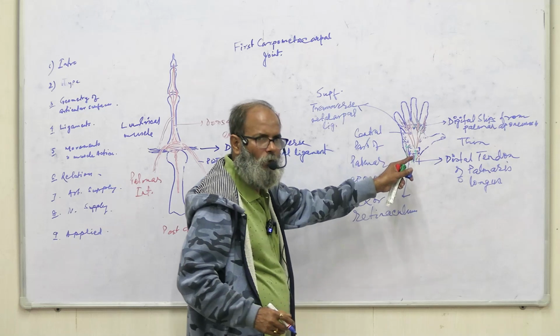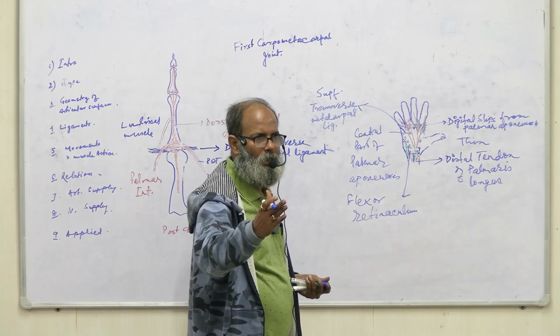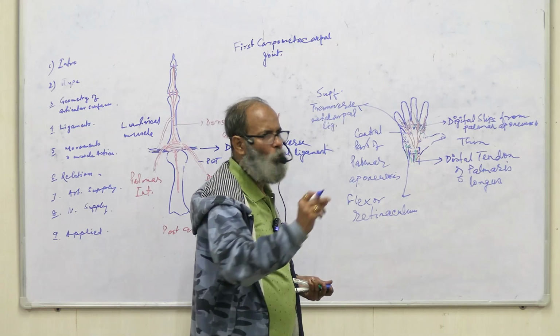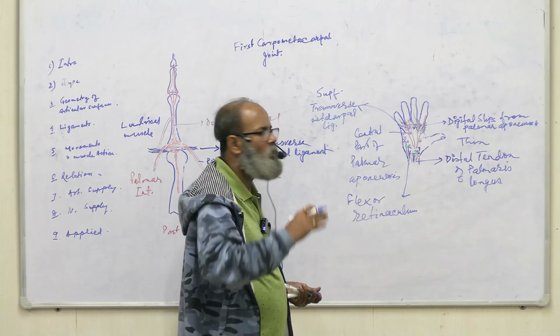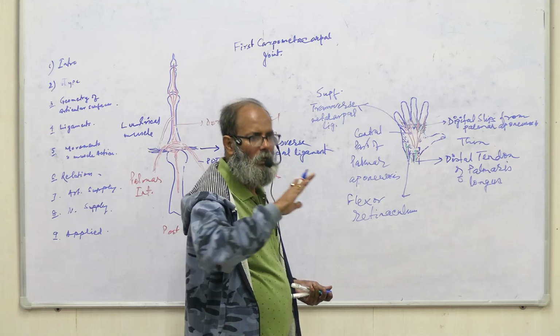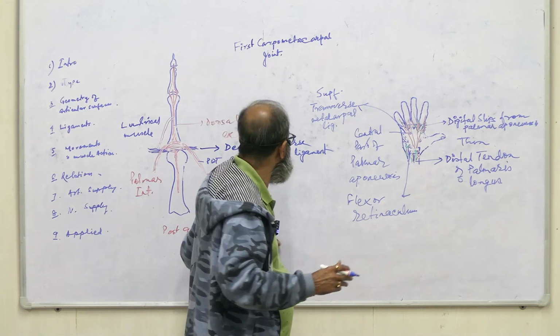This is the flexor retinaculum, which is attached to the crest of the trapezium, tubercle of the scaphoid, hook of hamate and the pisiform bone. Right? It has a superficial slip and a deep one. If I open up this flexor retinaculum, what will I find?